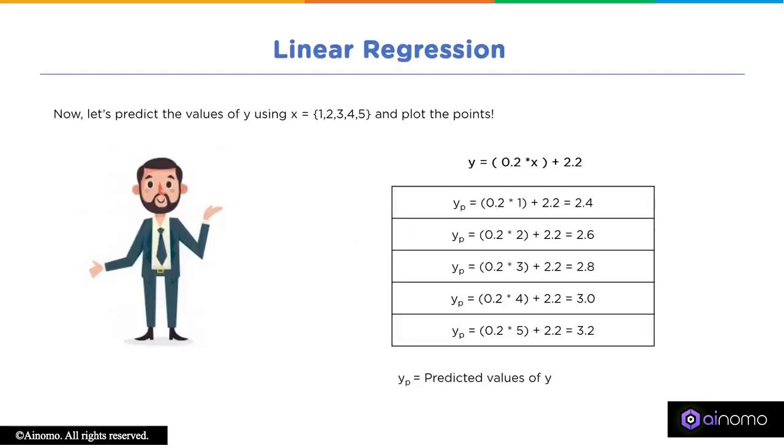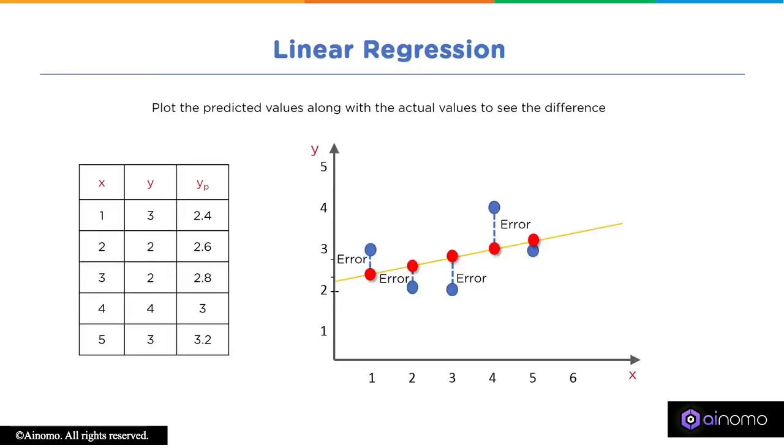So let's predict the values of y using x equals 1, 2, 3, 4, 5 and plot the points. Remember, the 1, 2, 3, 4, 5 was our original x values. So now we're going to see what y thinks they are, not what they actually are. And when we plug those in, we get y designated with y of p. You can see that x equals 1 gives 2.4, x equals 2 gives 2.6, and so on and so on. So we have our y predicted values of what we think it's going to be when we plug those numbers in. And when we plot the predicted values along with the actual values, we can see the difference.